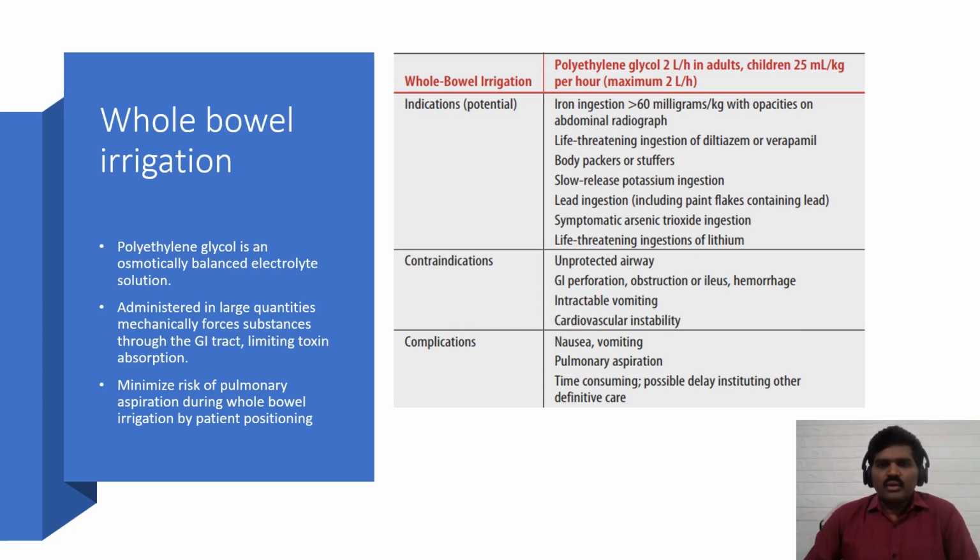Contraindications for whole bowel irrigation include unprotected airway, GI perforation, obstruction or ileus, hemorrhage, intractable vomiting, and cardiovascular instability. Complications include nausea, vomiting, pulmonary aspiration. The procedure is also time consuming and possibly it can delay institution of other definitive care.